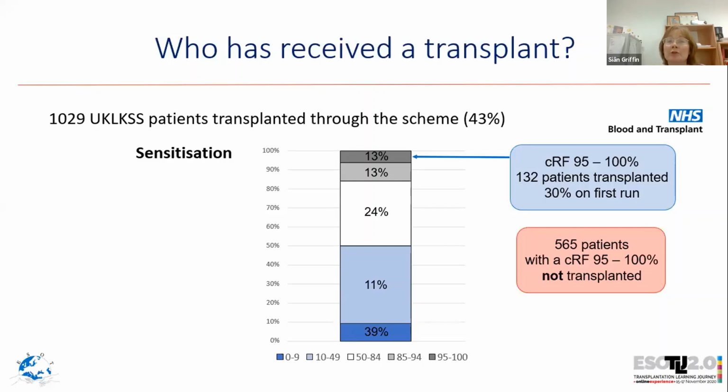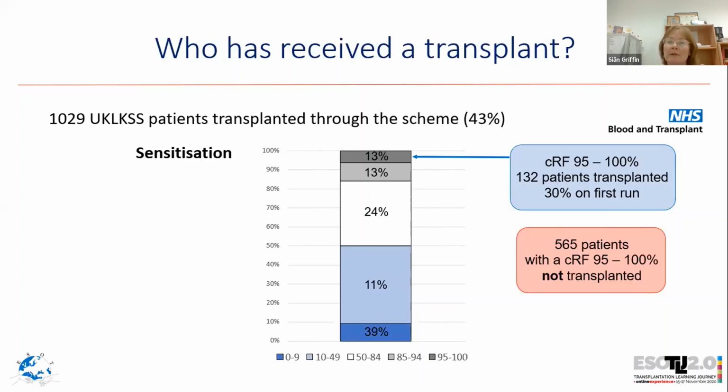So who has received a transplant? 43% of those registered in the scheme have received a transplant, and that includes 132 patients who had a CRF greater than 95% at registration. And this is a great achievement, and those patients have a compatible transplant. Unfortunately, the other side of that is 565 highly sensitised patients registered in the scheme have not received a transplant.